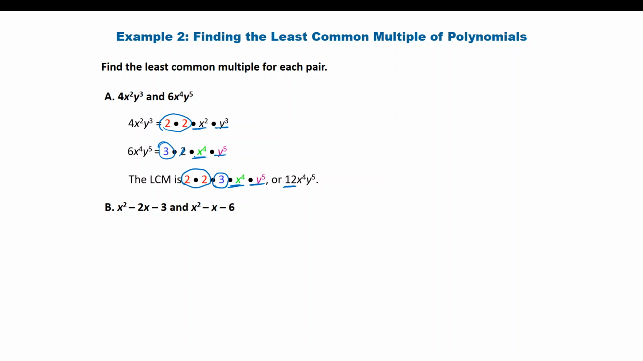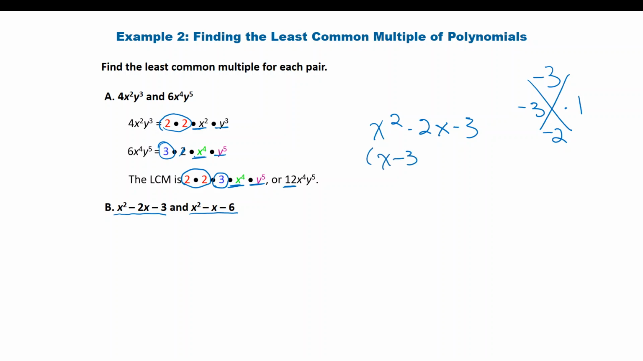All right, so the next one is a little more difficult because it's not written in factored form. So I'm going to have to factor both of these two. So I'm going to say x squared minus 2x minus 3. Two numbers that multiply together to get negative 3, add together to get negative 2 is going to be negative 3 times positive 1. So x minus 3, x plus 1. That's our first one.